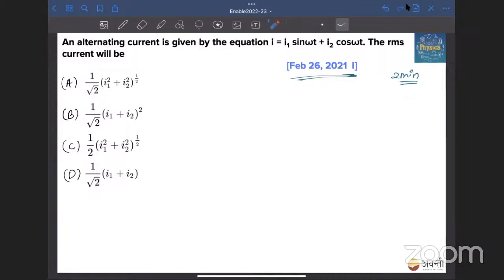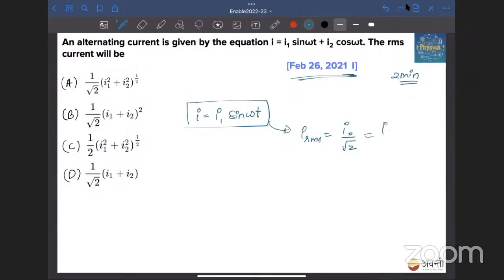Chalo bhai, let's do it. Okay, so it is asking what is the RMS current. The equation is given as I is equal to I1 sin omega t. Let's say the equation was only this much. How much will be the RMS current? RMS, sir, you told us it is I naught, which is the maximum or peak, by root 2. So here, for this equation, it is I1 by root 2.